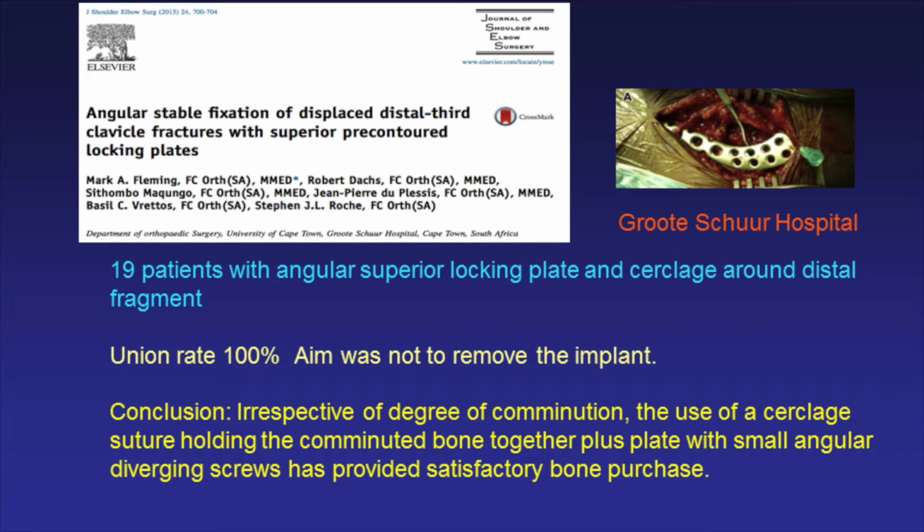A very good paper came out from Cape Town, Steve Roach and his group. They looked at 19 patients with an angular superior locking plate and cerclage suturing of just the fragments, not going around the coracoclavicular or going around the coracoid. And they had a union rate of 100%, and their aim was not to remove the implant. Their conclusion is, irrespective of the degree of comminution, just cerclaging the fracture fragments and holding it with the angular screws gave satisfactory bone purchase. And Steve tells me he's added another 30 to this, and they're also doing just as well.